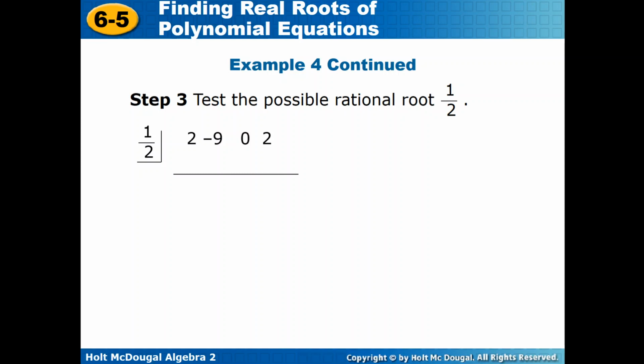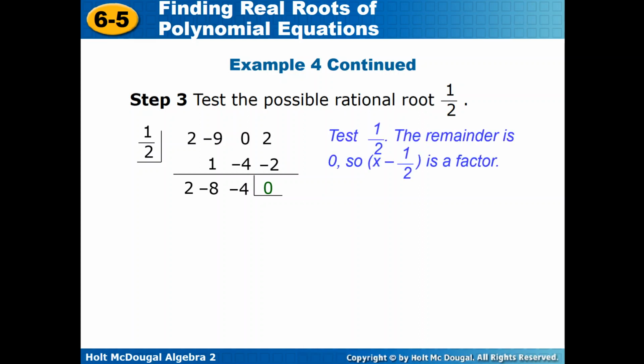First thing we do is bring our 2 straight down, multiply by 1/2. 2 times 1/2 we know is 1. Negative 9 plus 1 is negative 8. Negative 8 times 1/2 is negative 4. 0 plus negative 4 is negative 4. 1/2 times negative 4 is negative 2. And sure enough, we get 0 for our remainder.